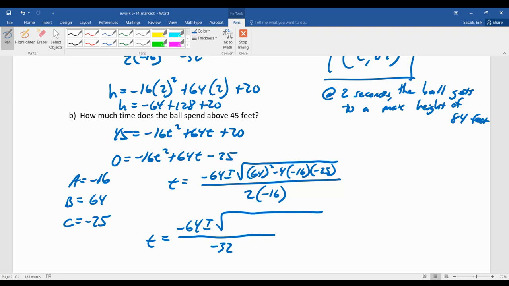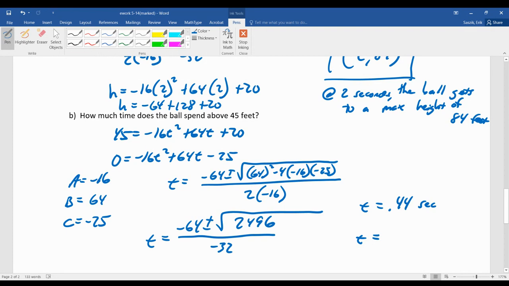64 squared minus 4 times negative 16 times negative 25. I came up with 2496. And now I'm going to do both. I'm going to do one with the plus, one with the minus. So negative 64 plus square root of 2496 divided by negative 32. And I came up with 0.44 seconds.